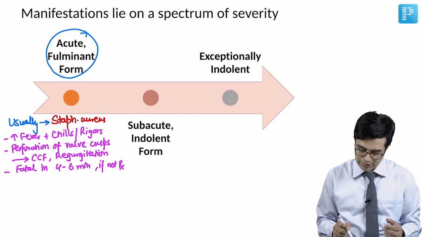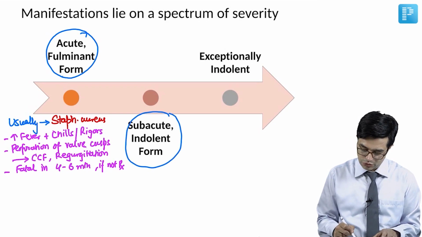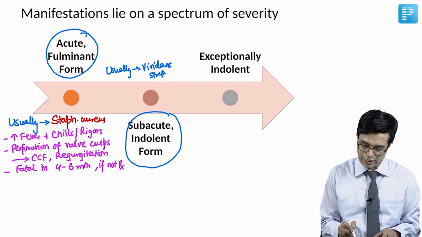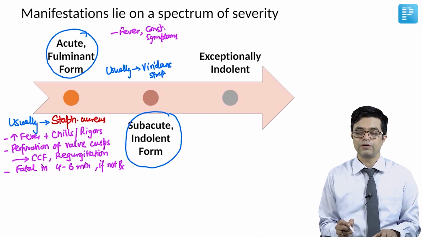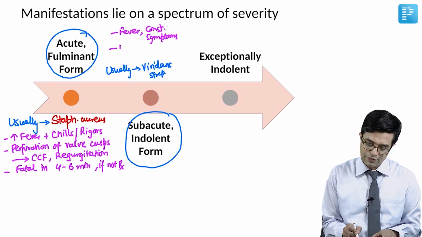Then you have a subacute or indolent form. Subacute or indolent form is usually caused by viridans streptococci. These are the patients who have fever along with constitutional symptoms like malaise, anorexia, loss of appetite, joint pains, arthralgias. They can also have immune phenomena and they usually follow an indolent course.